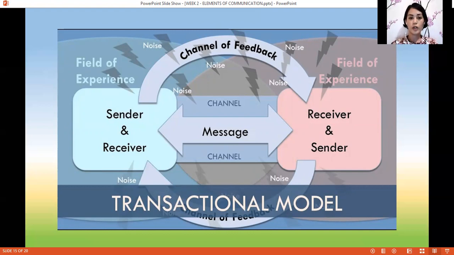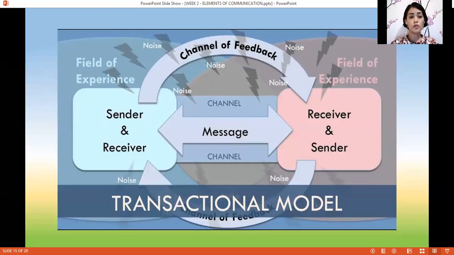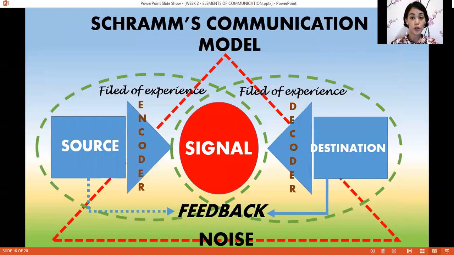Okay, so let us proceed now. That is the transactional model. Let us compare it with this model, which is the Schramm communication model. Comparing to the transactional model, here we do not see the word signal. This is applicable for communication using gadgets, using internet, those kinds of things.